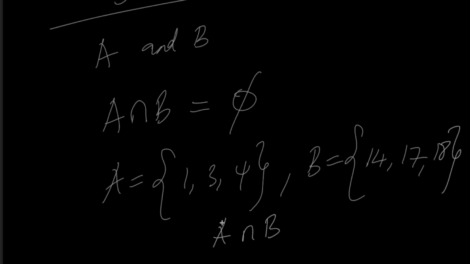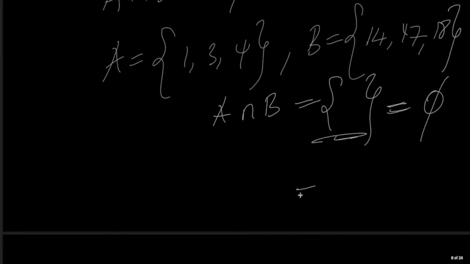There's no element in this place that is also in this place. So if you are asked to find A intersect B, you can easily tell that the result is an empty set. You can't say 1 is here, 1 is not here, 4 is not here, 3 is not here, 14 is not here, 17 is not here, 18 is not in this place. Therefore, their intersect is empty. Either you use empty curly brackets or you write the empty set symbol.